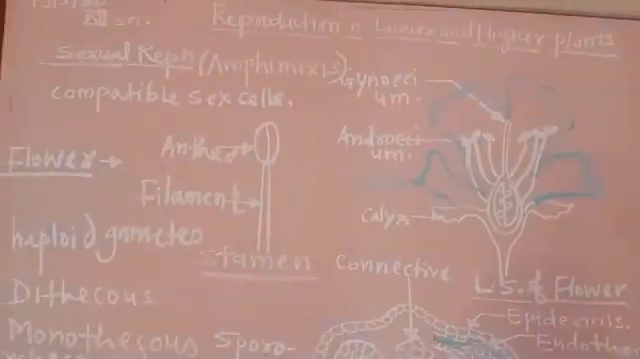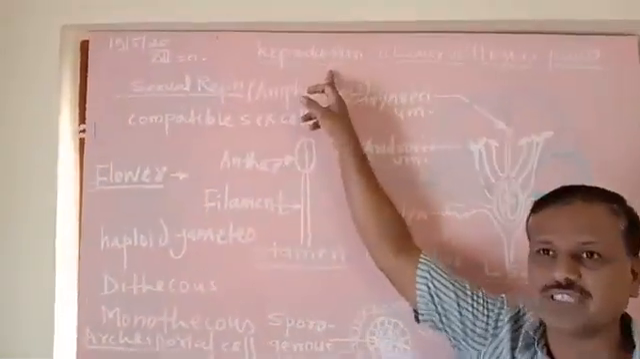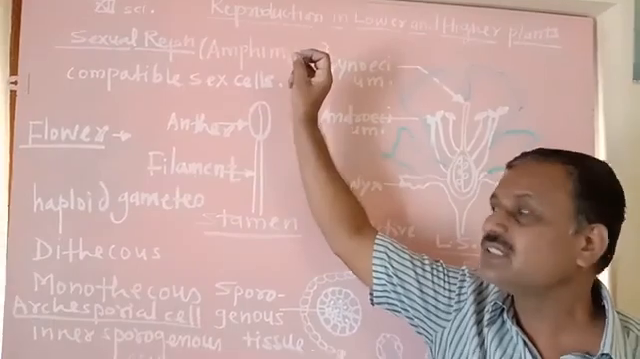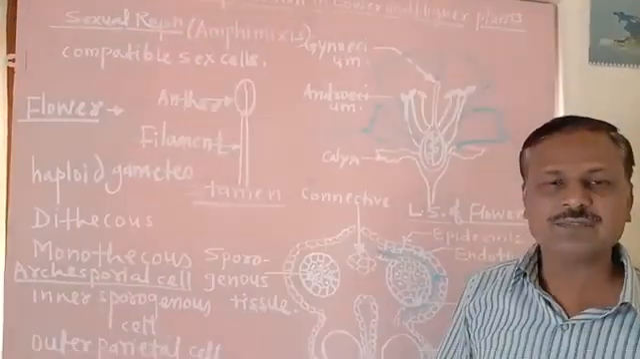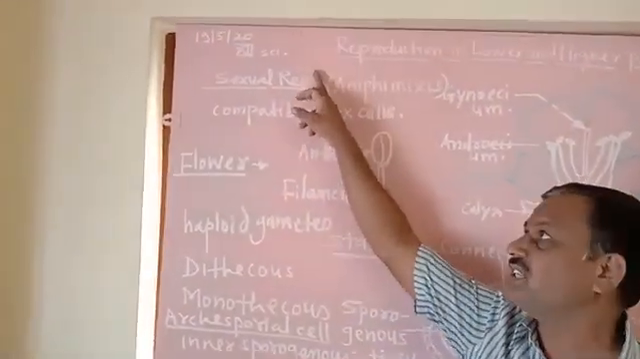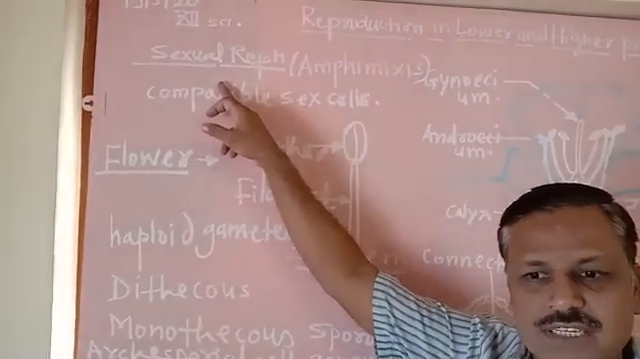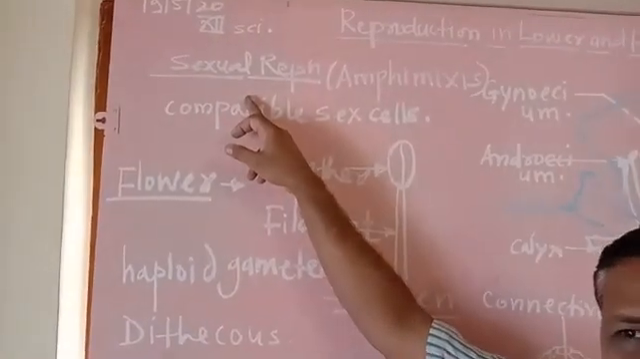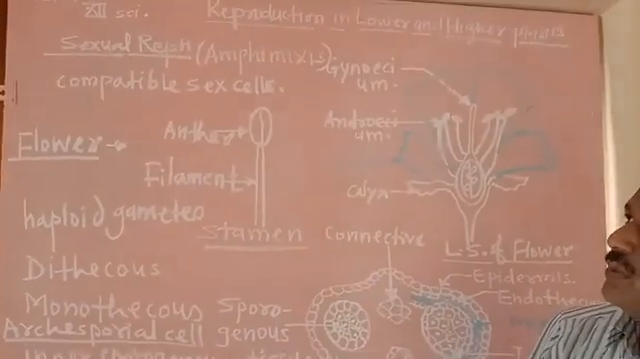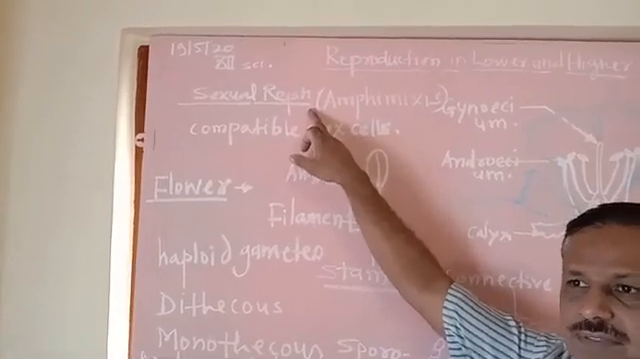Before that, we have studied in detail the definition of reproduction and the modes of reproduction, in which reproduction is mainly divided into two types, that is asexual reproduction and sexual reproduction. Asexual reproduction was completed in the previous lecture. Now today we are going to discuss the article sexual reproduction.